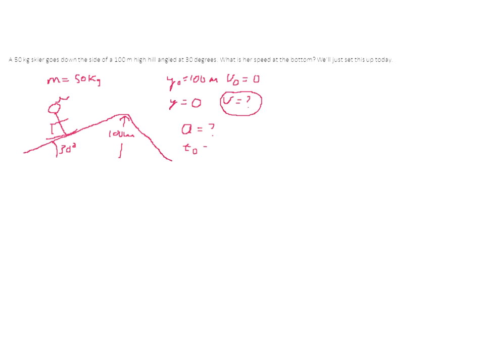We don't know the acceleration either. Doesn't matter the time of day, so t0 is equal to 0. We don't know how long it takes her to get to the bottom. So it looks like we have quite a few unknowns here. And again, we're going to set this up. So let's make a sketch. And let's just say that there is friction too.